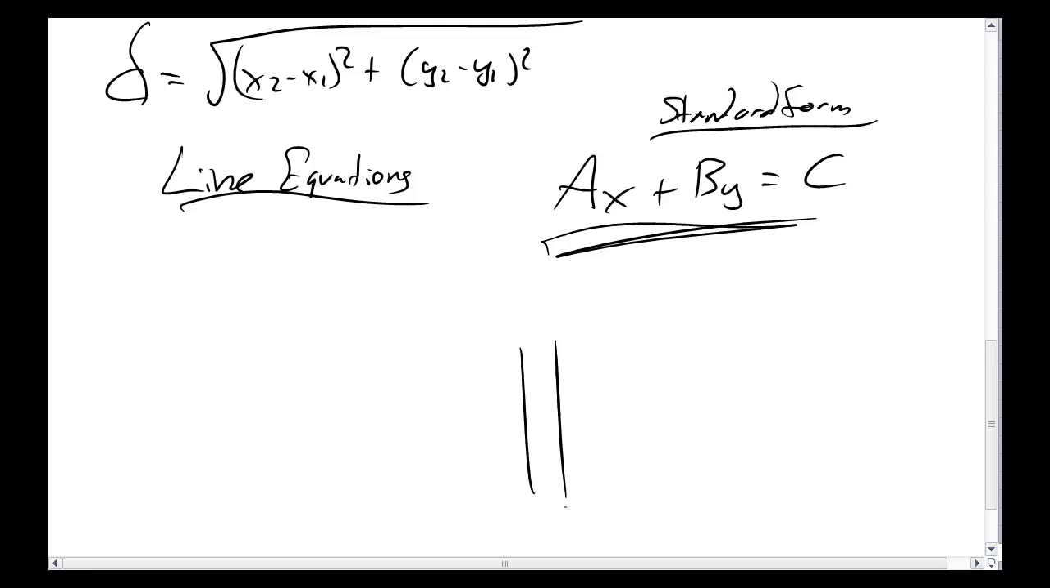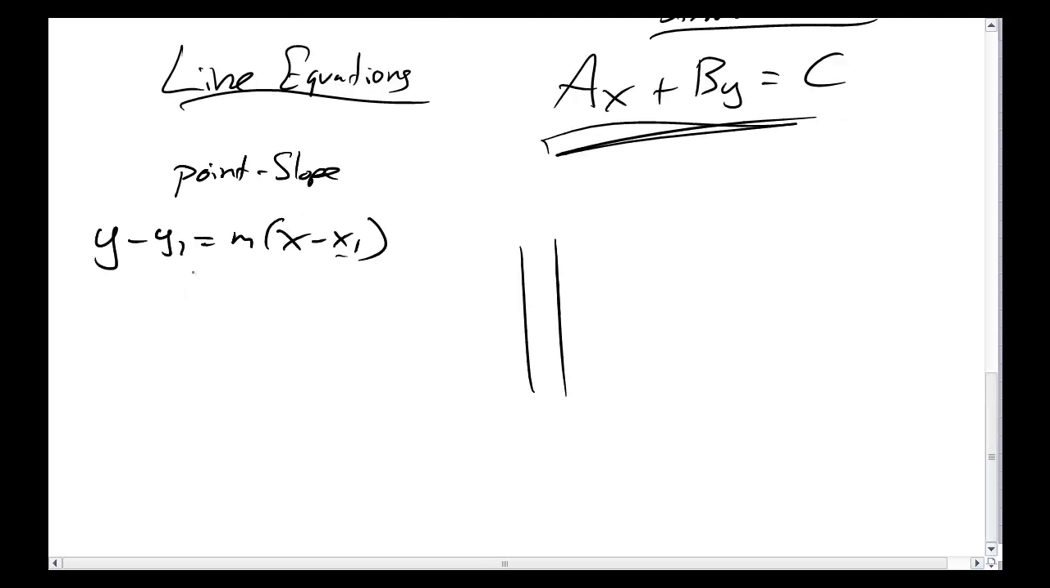Then there's 2 other types of line equations. One is this one, y minus y1 equals m times x minus x1. M is standing in for slope. Y1 and x1 is a point, so this is called point-slope form. This is best to use if you've got a slope and a point. You have that information, you can cook up the algebraic line equation.